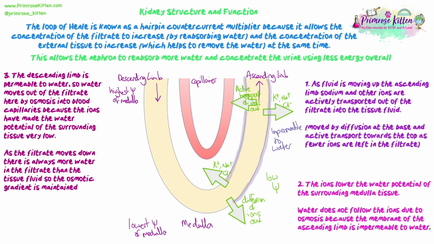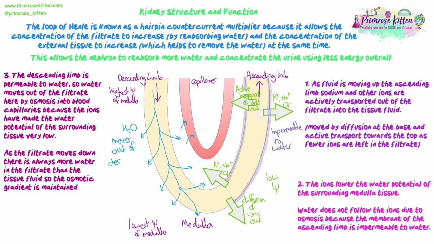This is important because the filtrate coming in at the top of the descending limb is going to have the most water, and as it moves down, it's going to lose water by osmosis. So we need a concentration gradient with a high water potential at the top of the descending limb and a lower water potential towards the bottom, to maintain that concentration gradient of water. There's always more water in the filtrate than in the tissue fluid outside, which guarantees that water leaves the descending limb, goes into the tissue fluid, and is ultimately absorbed into the capillaries surrounding the loop of Henle.